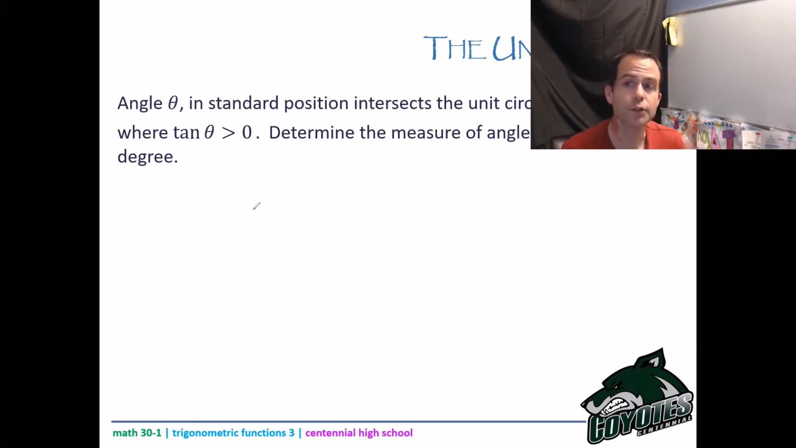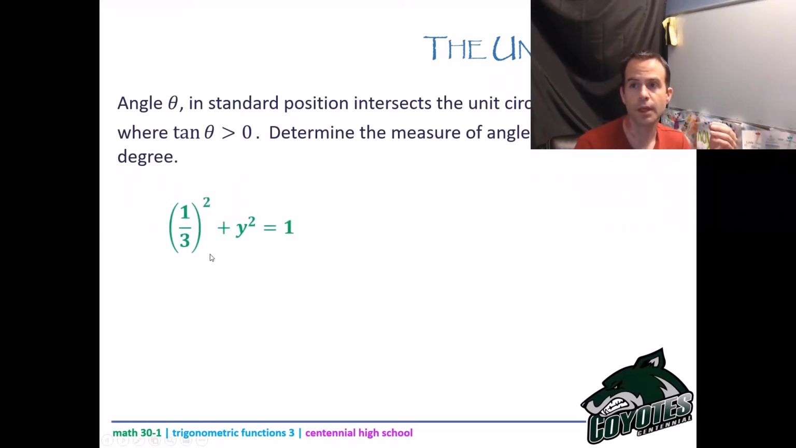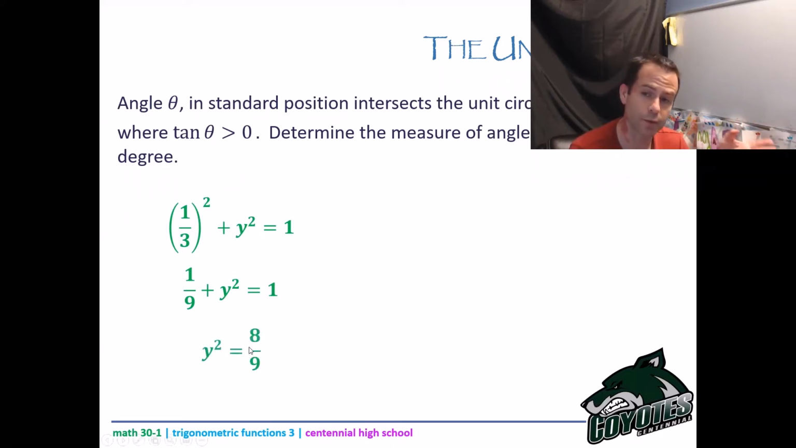All right, so I'm going to use my unit circle formula. x squared plus y squared equals 1. I plugged in 1/3 for x. I know (1/3) squared is 1/9. I will have to subtract 1/9 from both sides. Again, we're not going to use a calculator here because we can do this without a calculator. I'm just going to call 1 9 over 9. So I've got 9 over 9 minus 1 over 9, and that gives me 8 over 9. So y squared equals 8 over 9.